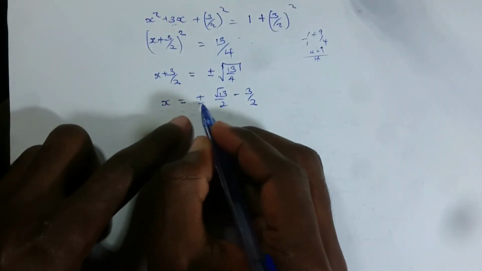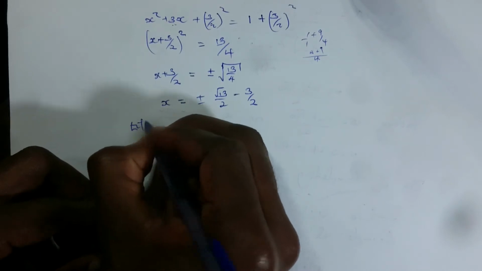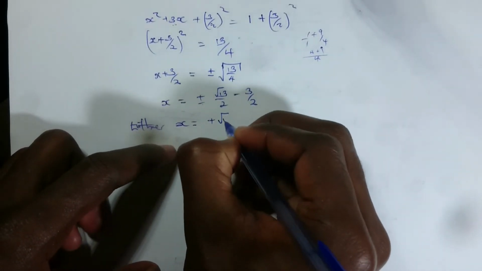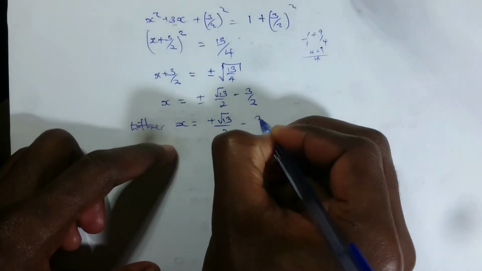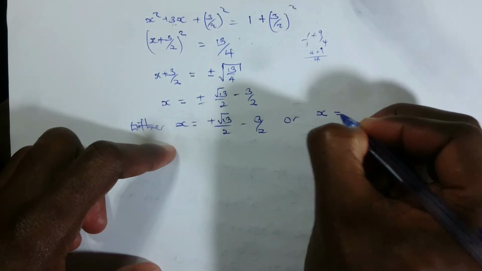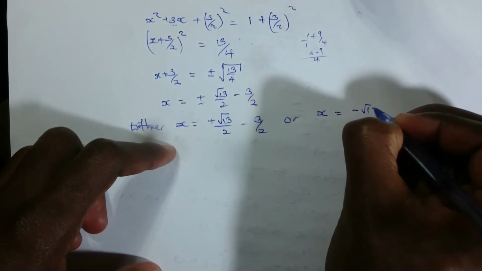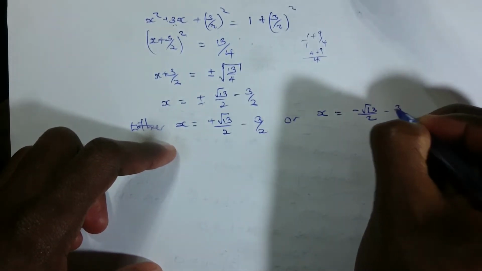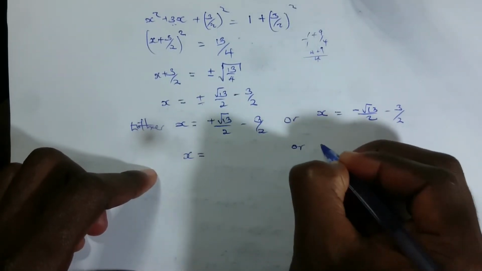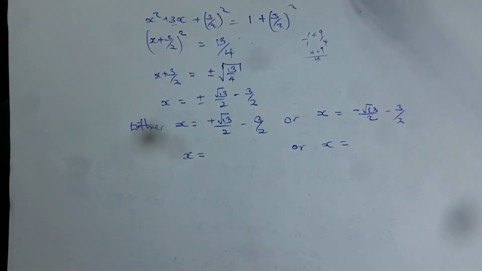So we have two cases, plus and minus. So either x equals positive root 13 over 2 minus 3 over 2, or x equals negative root 13 over 2 minus 3 over 2. These are the two cases we have. So those are the two values of x.